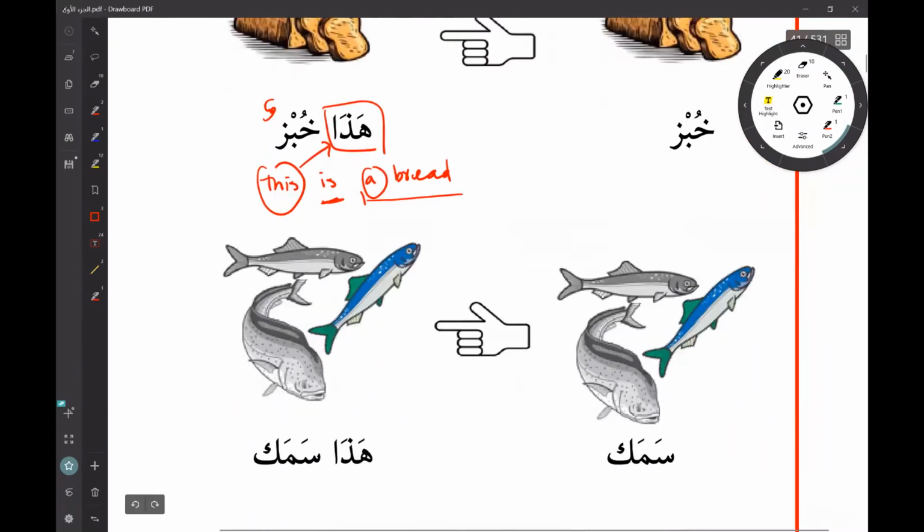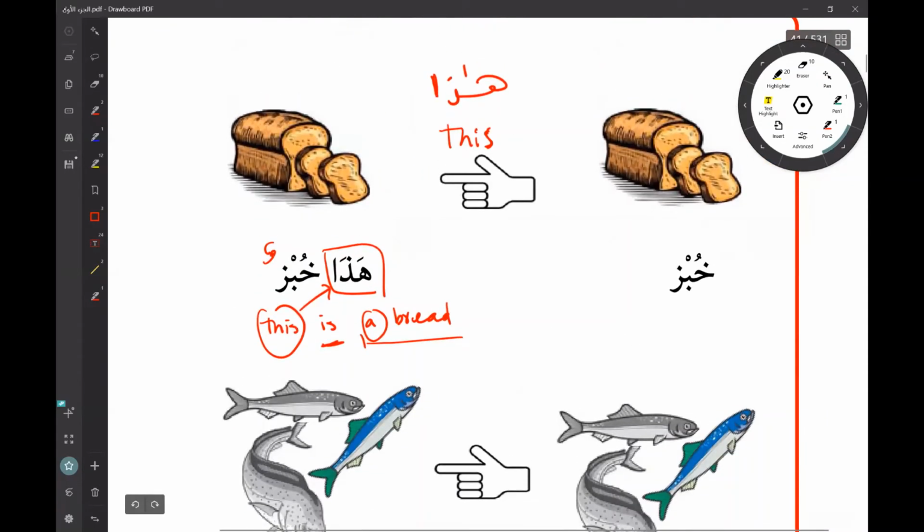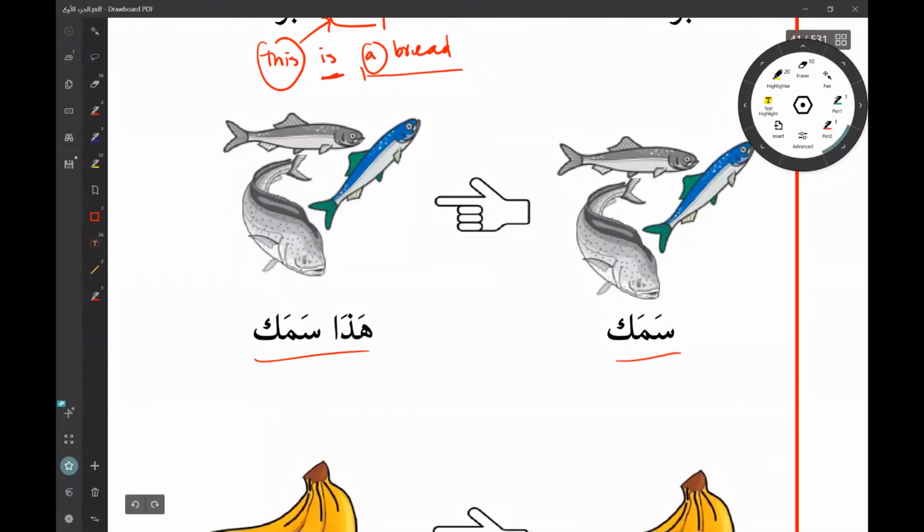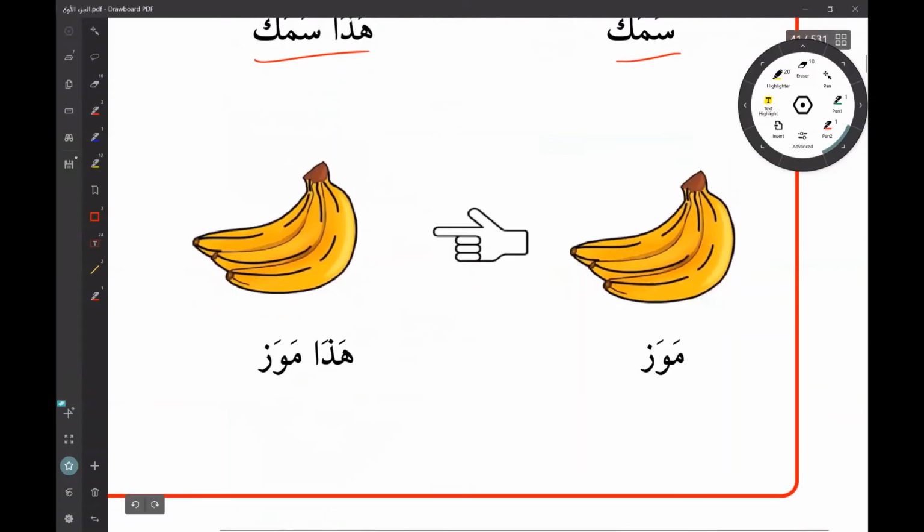Okay, so hada is a very powerful, important word, because after hada you can add any indefinite noun and you have a sentence. You have a pen, you want to say this is a pen, hada qalam. That's it. You have a book, which is kitab, and you want to say this is a book, hada kitab. This is a book, right? For example, samak, fish, hada samak, this is fish. Okay, mouz, hada mouz, this is banana, right?